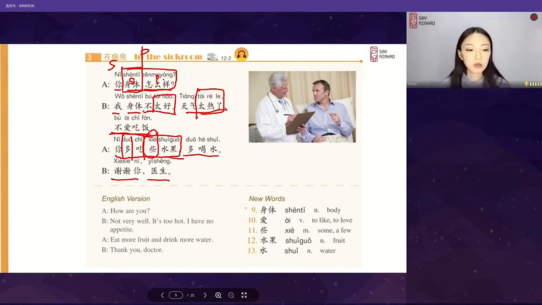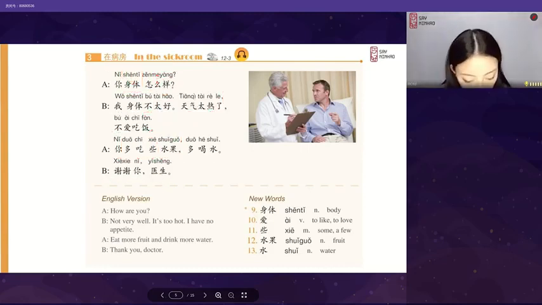Okay, now let's try to read it from the start. Read after me, please. 你身体怎么样? 我身体不太好。天气太热了,不爱吃饭。你多吃些水果,多喝水。谢谢你,医生.